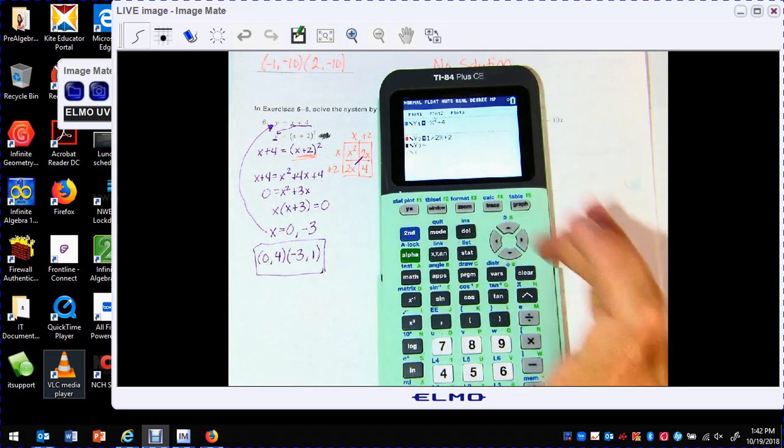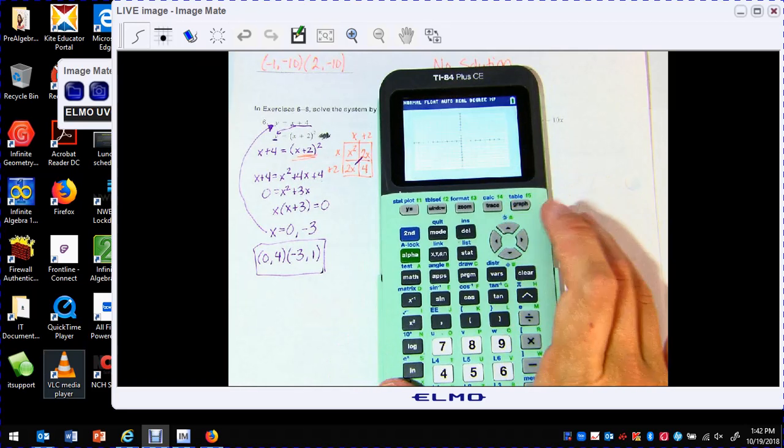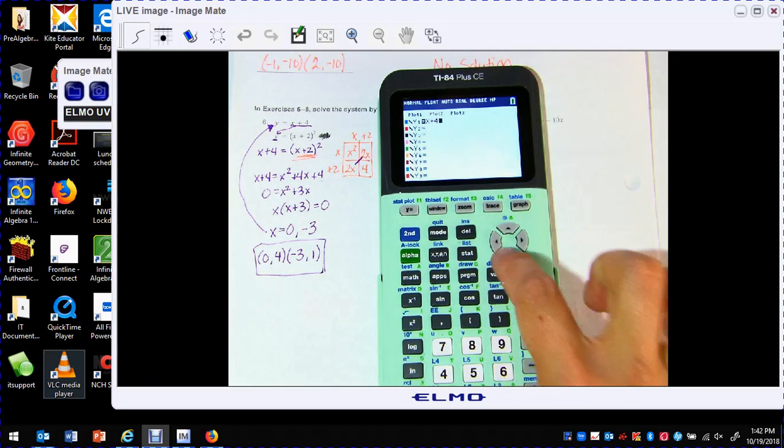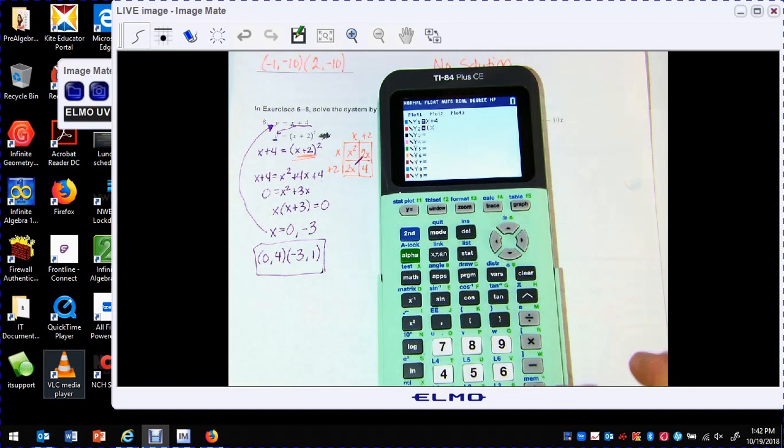So I go to my calculator. Whoops. I graph nothing, accidentally. x plus 4, parentheses, x plus 2 squared.